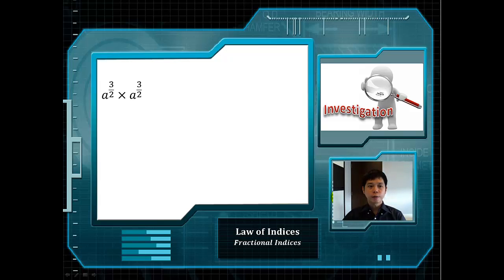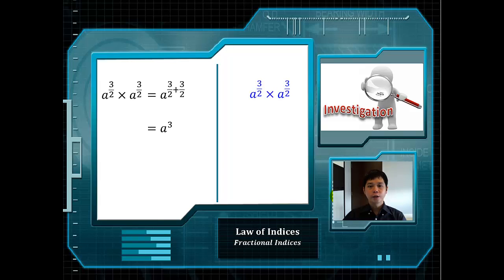Previously, we have a to the power of half. Now, let's see what happens if we have a to the power of 3 over 2. Likewise, we let a to the power of 3 over 2 multiplied by a to the power of 3 over 2. Using the law of indices, we have a to the power of 3 over 2 plus 3 over 2, which is equal to a cubed.